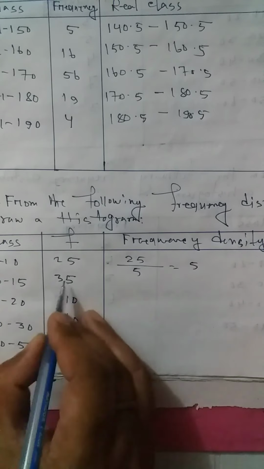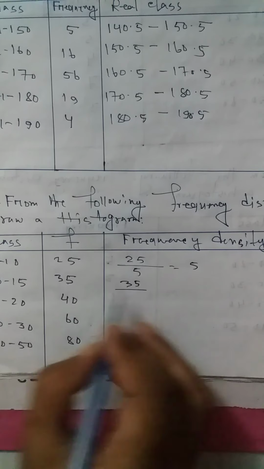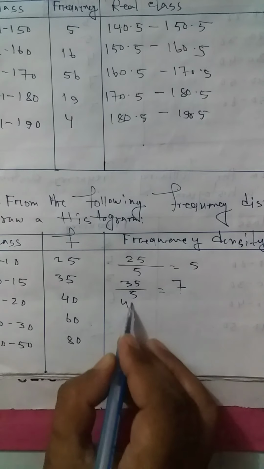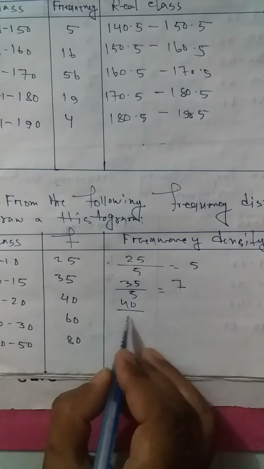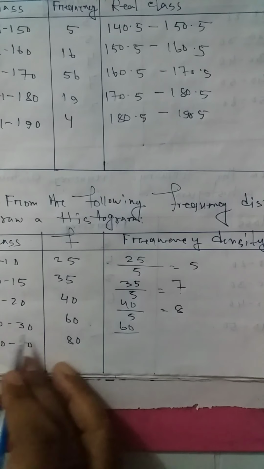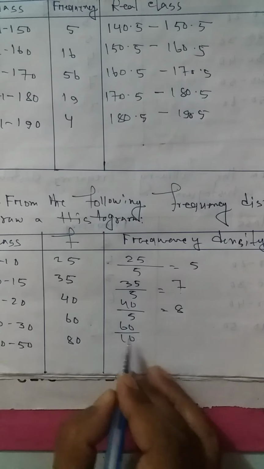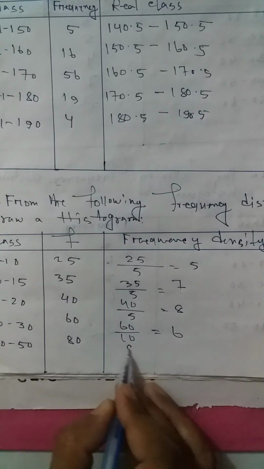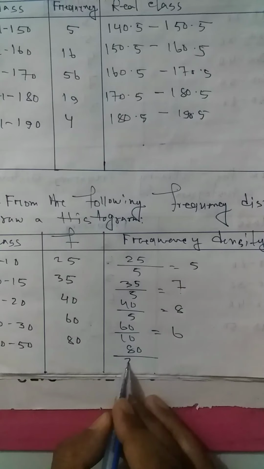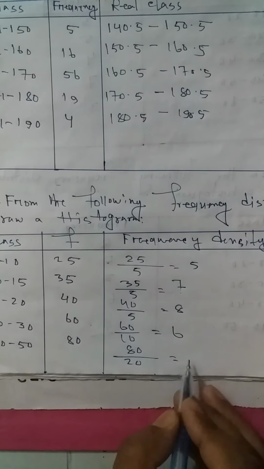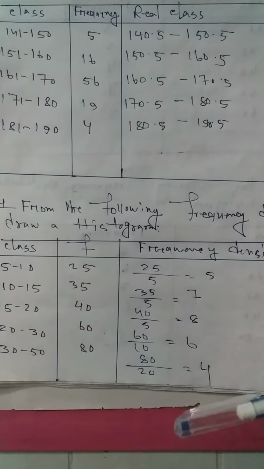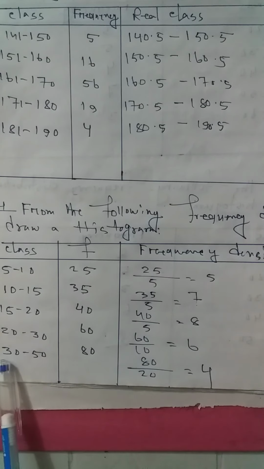Class frequency 5, class interval 5, so 1. Class frequency 35, class interval 5, this is 7. Class frequency 40, class interval 5, this is 8. Class frequency 60, class interval 10, this is 6. Class frequency 80, class interval 20, this is 4. This is the rule for exclusive method but unequal class interval.